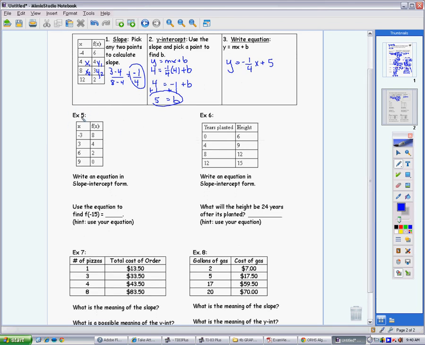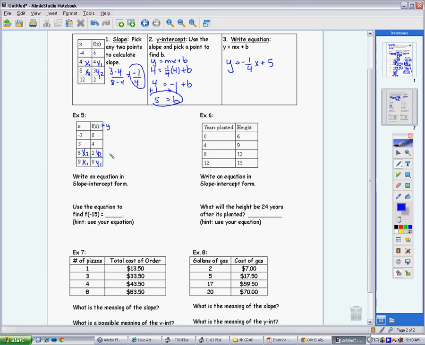Okay, number 5. I have x and f of x. This is to give you more practice with the function notation. Remember, the f of x is the same as y. I'm going to pick x1, y1 to be my x-intercept here. I know it's my x-intercept because I have a 0 for a y. And I'm going to pick the point above it to be my x2 and y2.